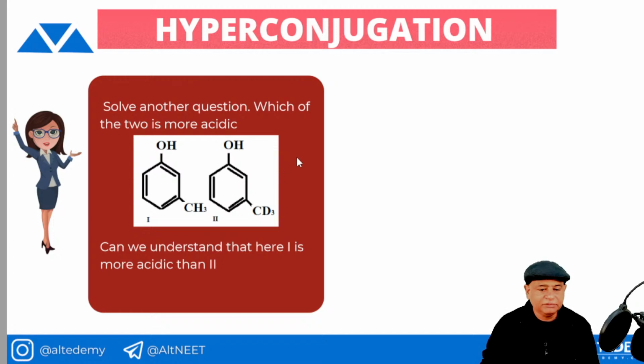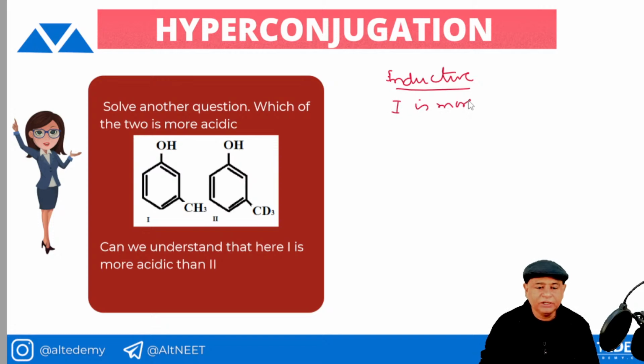Now again we have phenol, but now CH3 is at the meta position and CD3 is again at the meta position. When it is at the meta position, we cannot apply hyperconjugation. Hyperconjugation can be applied only when groups are attached at the ortho and para positions. When they are at the meta position, the only thing operating here is the inductive effect. We can count the inductive effect, and here we can understand that one is more acidic.